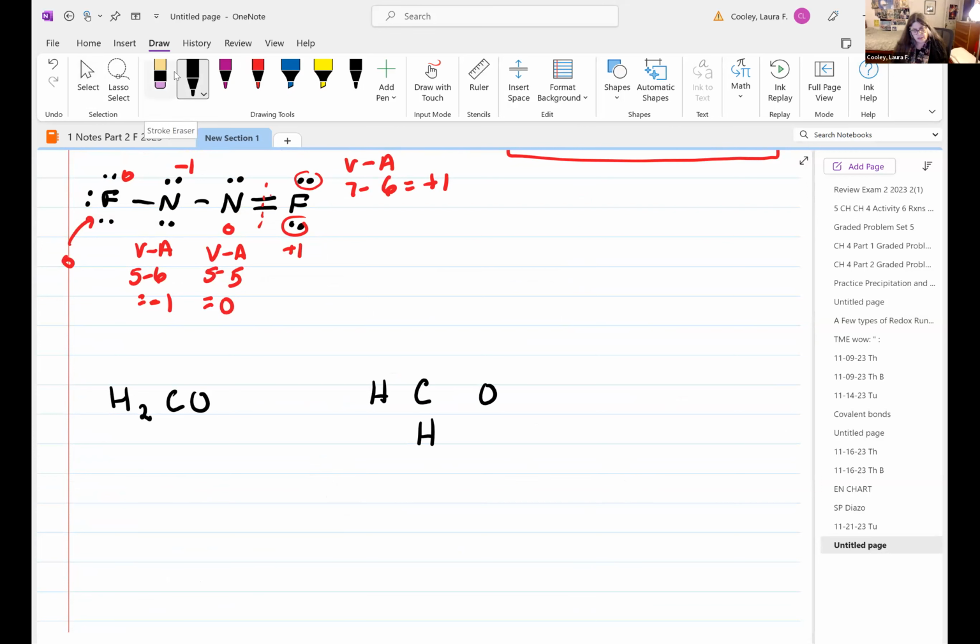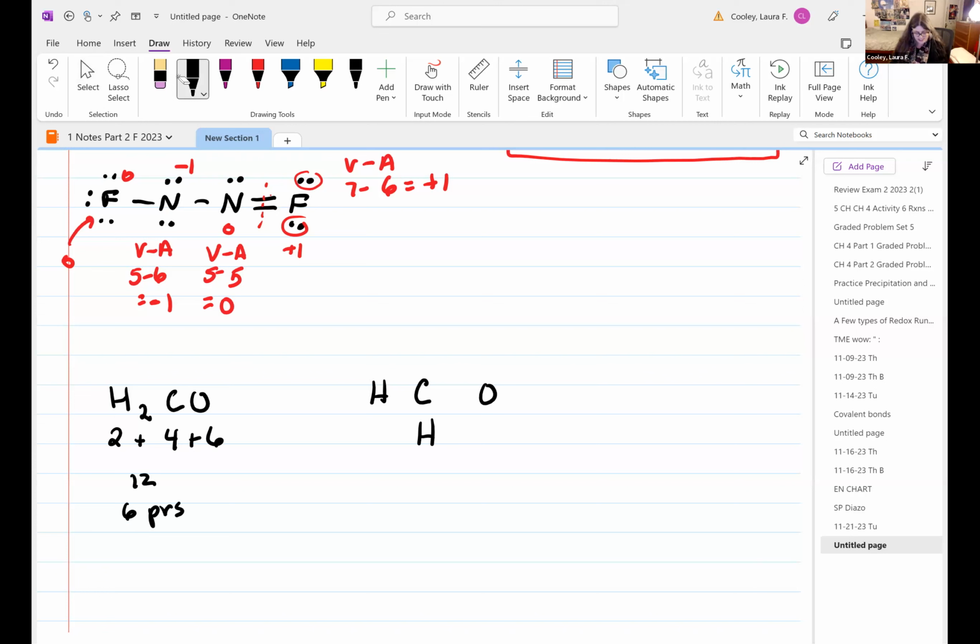Carbon has the lowest electronegativity compared to oxygen. Hydrogen is never in the middle. It can be in the middle. Let's count up the valence electrons. We have 2 plus 4 for carbon and 6 for oxygen. That's 12. That's 6 pairs.